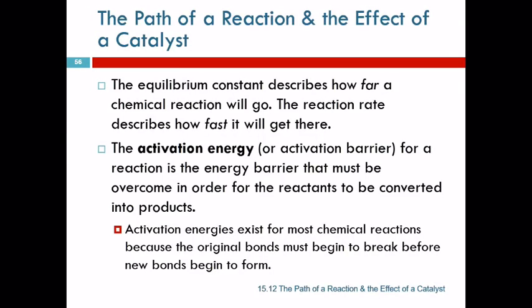The equilibrium constant describes how far the reaction goes. It doesn't say anything about how fast it gets there. The reaction rate says how fast it gets to equilibrium. Every reaction has an activation energy, an activation barrier that has to be overcome in order for the reactants to be converted into products.